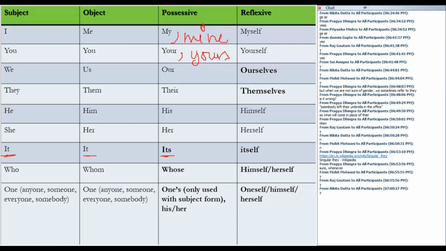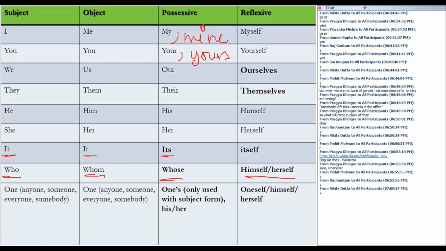Okay, but right now just remember that who is the subjective case, whom is the objective case, the possessive form is whose, and the reflexive form is himself or herself. For example, I can say, who would like to hurt himself or herself? That's the question. So the reflexive form of who is himself or herself.